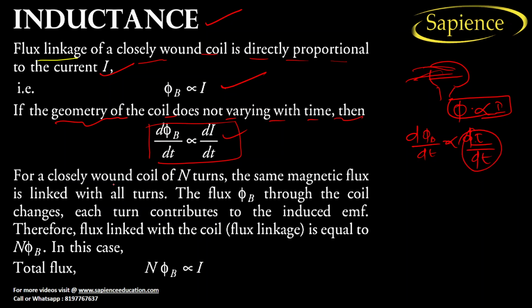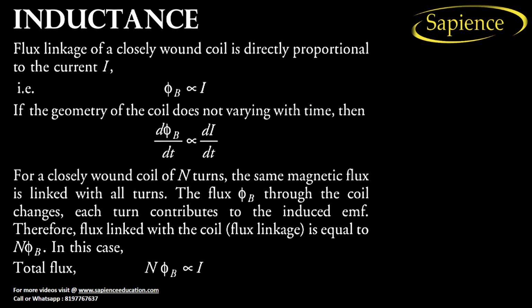Okay. For an n-turn closely wound coil, the same magnetic flux links with all turns. So through the coil, each turn contributes to the induced EMF. Therefore, the flux linkage is equal to N phi. What you have understood here is that earlier, if a single loop was there, it was proportional to I, but if n loops are there, n times the flux is changing, so it is proportional to the current.